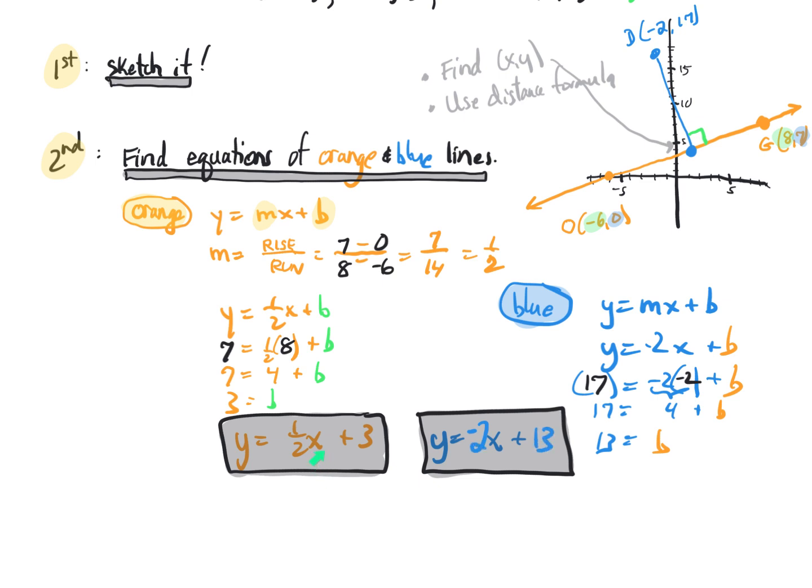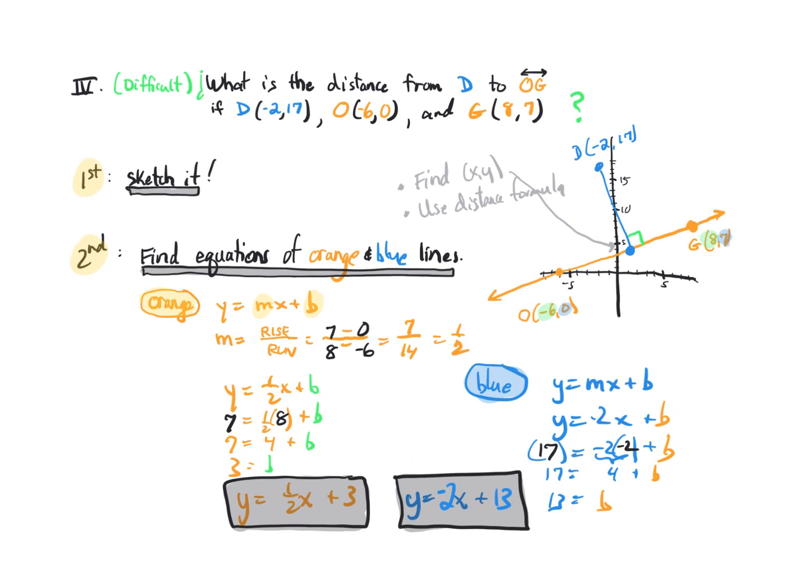All right, we have the equation of our orange line, and we have the equation of the blue line. And to find the distance from D to the orange line, we need to know this point right here, this xy value, because once we know it, then we can use the distance formula to answer exactly what they're asking. So how do we find an xy value that's right where the blue line and the orange line cross? We're going to have to solve a system. Step 3.